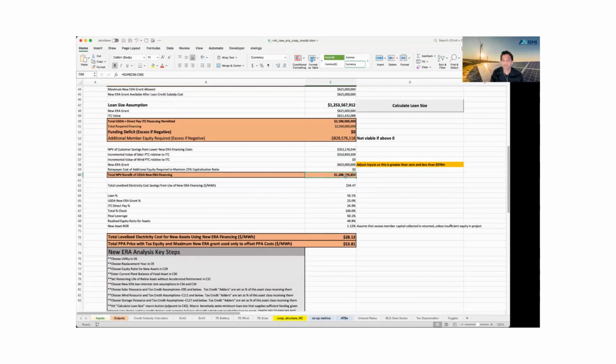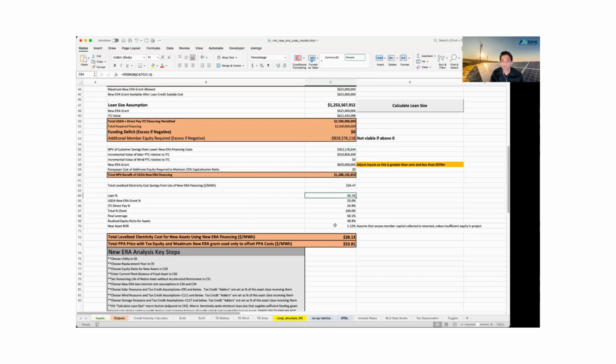There is a net present value of benefit that I'm getting from the use of the New Era program that basically is allowing me to achieve a certain equity ratio to use the PTC rather than the ITC, and gives me additional value. And that's broken down here. And it also gives me financing cost savings relative to what I could achieve from the market, from financing from CoBank or other market resources.